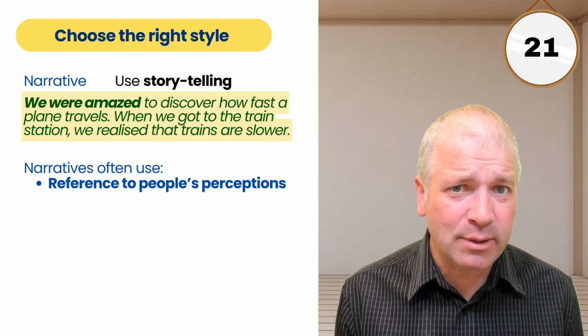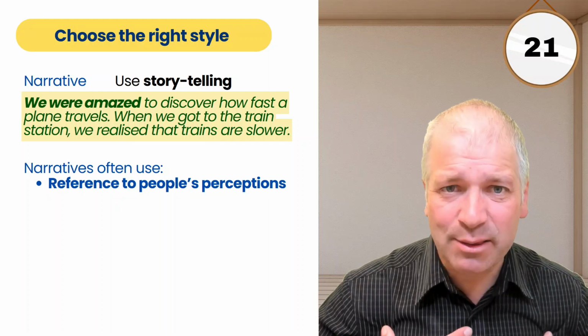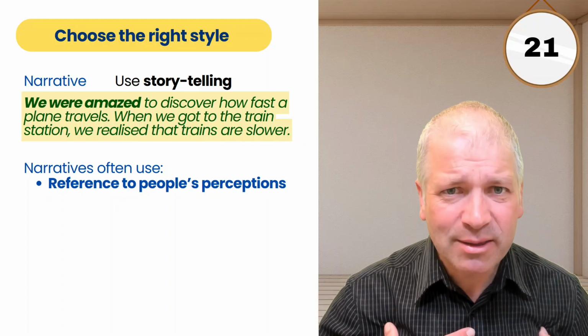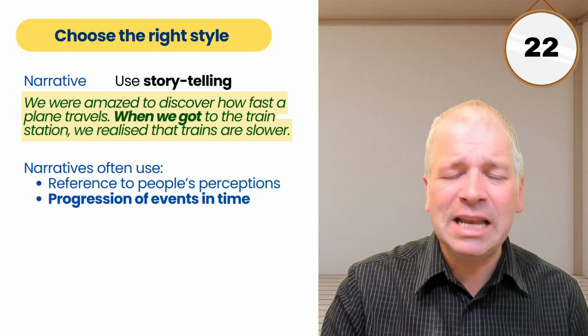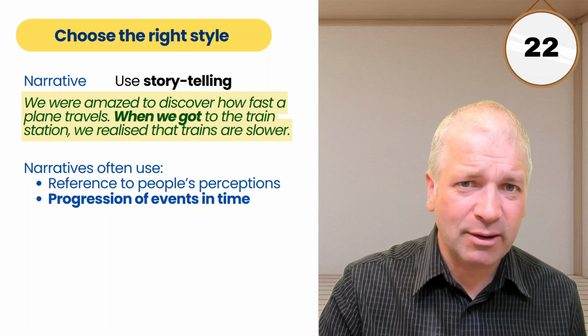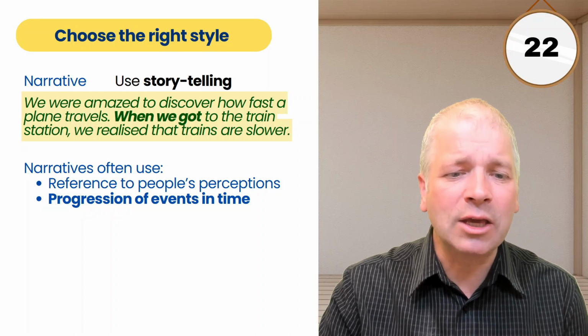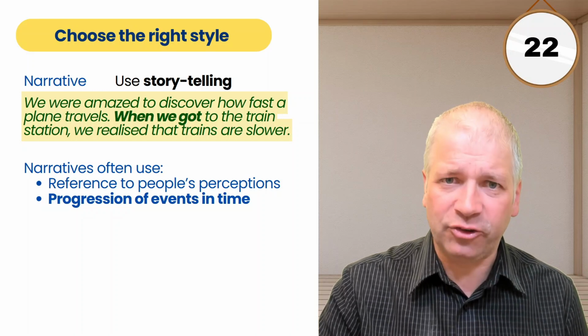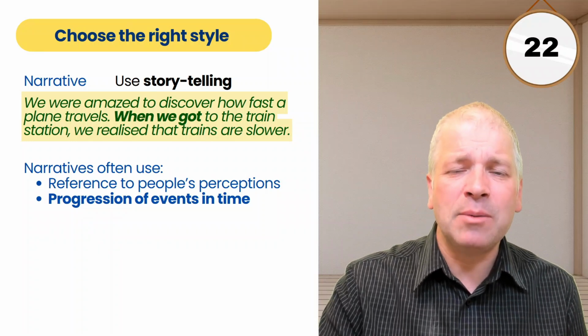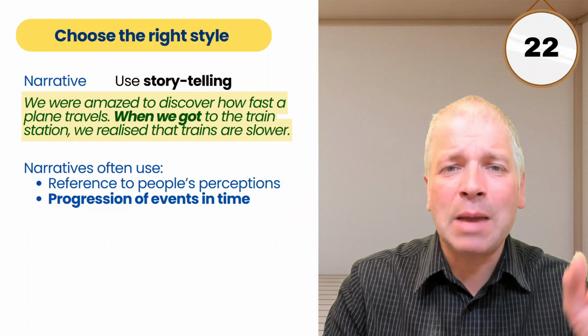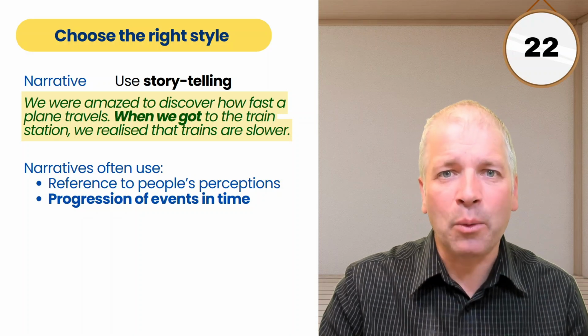So see the difference here. We're focusing on our feelings here, not evidence that we discovered. There's also progression of events in time. The first sentence is followed by this, when we got to the train station. Use of the word when indicates that there has been movement in time from what came before up until now.